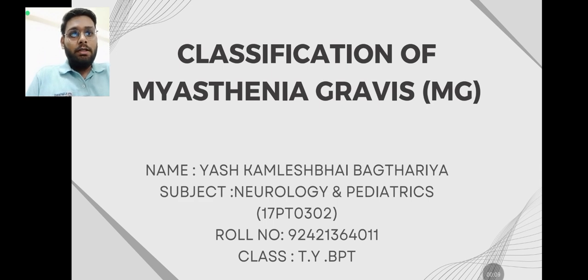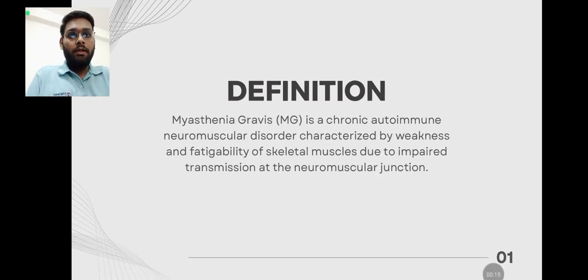Today my topic is the classification of myasthenia gravis from the subject neurology. First of all, the definition. Myasthenia gravis is a chronic autoimmune neuromuscular disorder characterized by weakness and fatigability of the skeletal muscles due to impaired transmission at the neuromuscular junction.